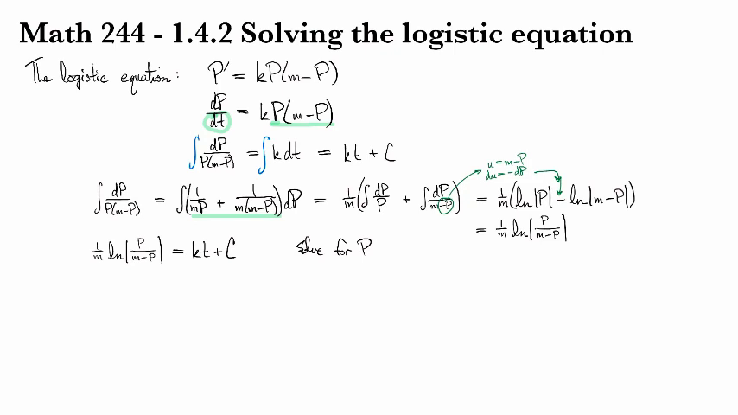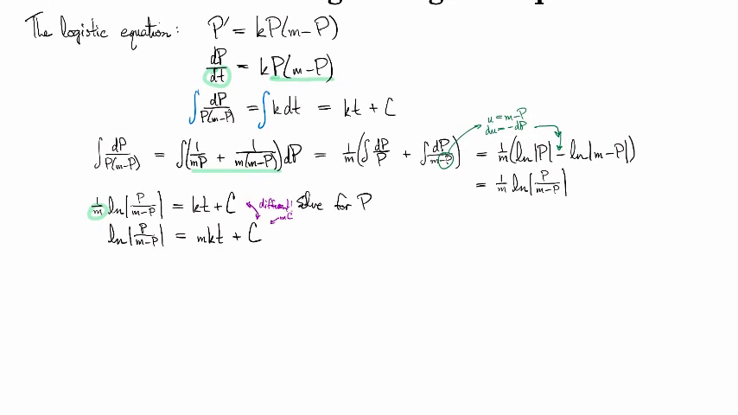And so what will I do? I'll take this M over to the other side. So I have natural log of P over M minus P equals Mkt plus a constant. Now these two C's are actually different, because this one down below is actually M times the C up above. But since it's an arbitrary constant, I'm doing the usual abuse of notation and forgetting about it.